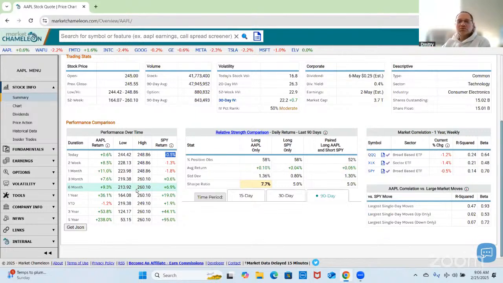So we could get a little bit more stats on a daily basis. Here it looks at its daily returns, and it measures how it would be on a daily basis versus SPY. So let's look at a 15-day. All right, so this is a 15-day daily returns.